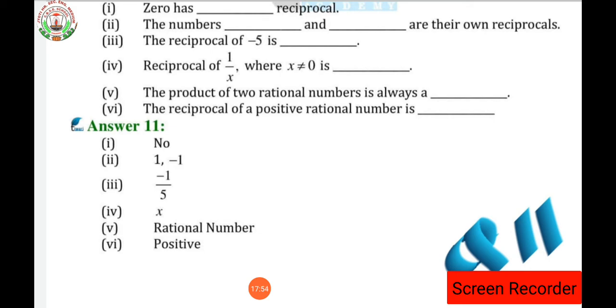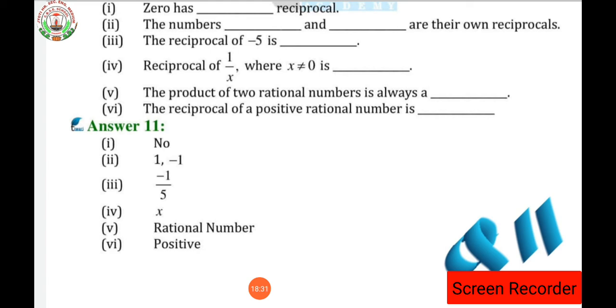Okay. Next question we are having, fourth, reciprocal of 1 by x where x is not equals to 0 is dash. What is the reciprocal of 1 by x? So reciprocal of 1 by x is x itself, isn't it? Next, the product of two rational numbers is always a dash. When we multiply two rational numbers, the product of those two rational numbers will be a rational number itself, isn't it? So the answer will be a rational number.